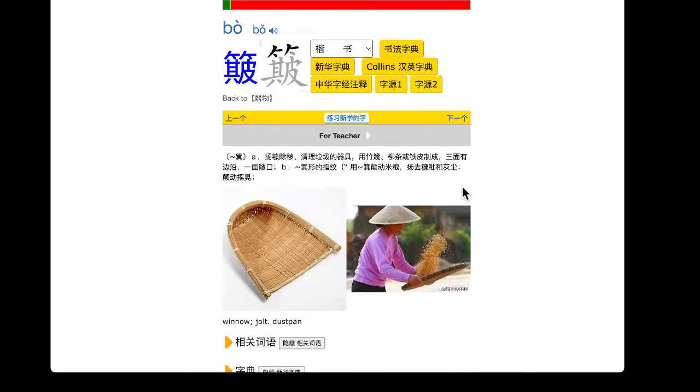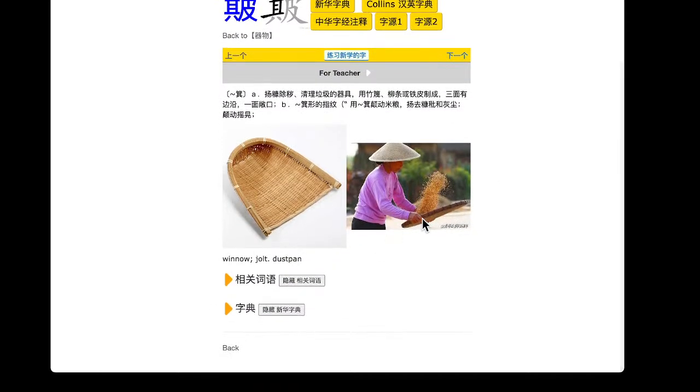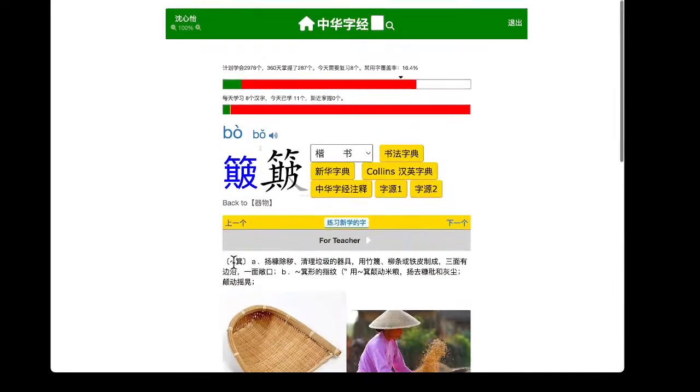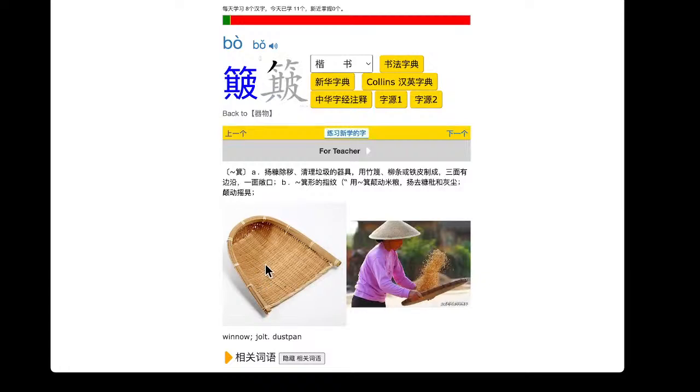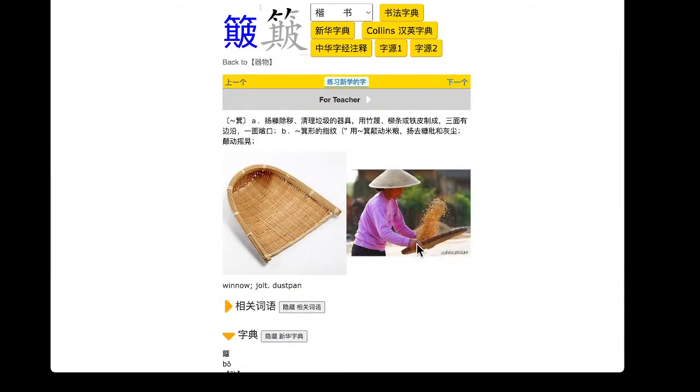Next up we have bo. This thing is called boji. This here, boji, it's a dustpan, so it's for collecting dust or trash on the ground. When you sweep it up, you collect it in here and you throw it out. That's called boji.